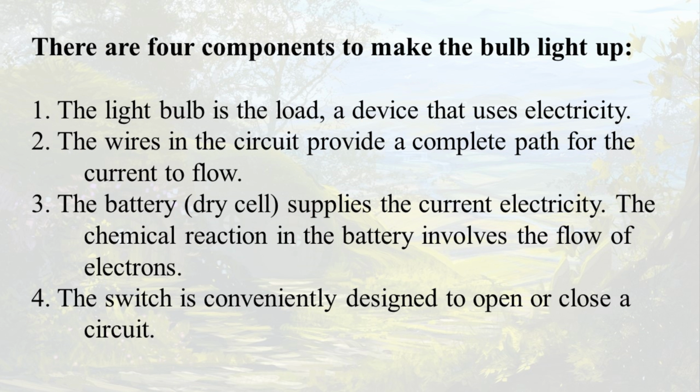There are 4 components to make the bulb light up. 1. The light bulb is the load, a device that uses electricity. 2. The wires in the circuit provide a complete path for the current to flow. 3. The battery, dry cell, supplies the current electricity. The chemical reaction in the battery involves the flow of electrons. 4. The switch is conveniently designed to open or close the circuit.